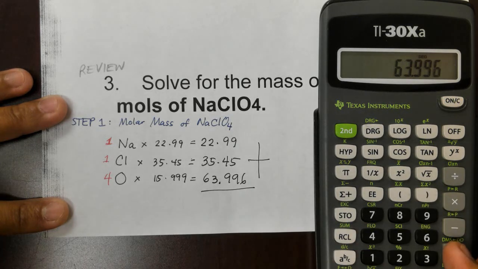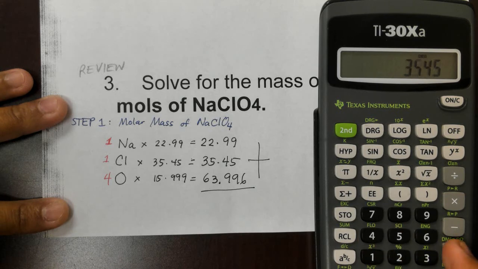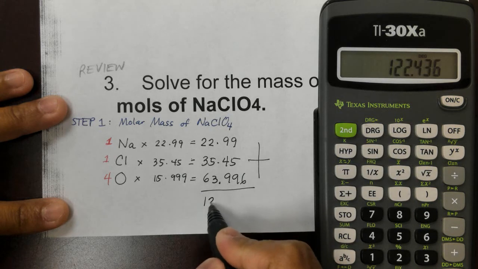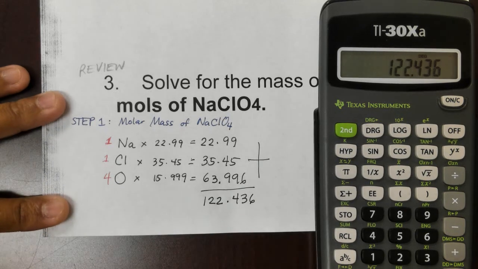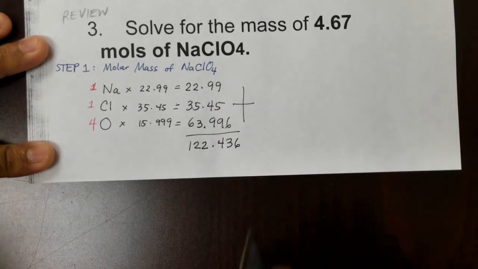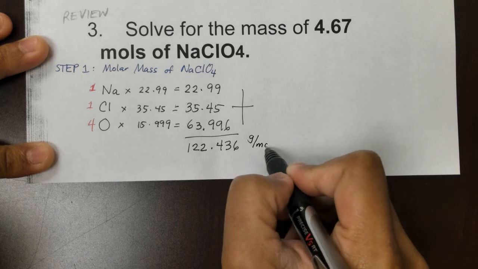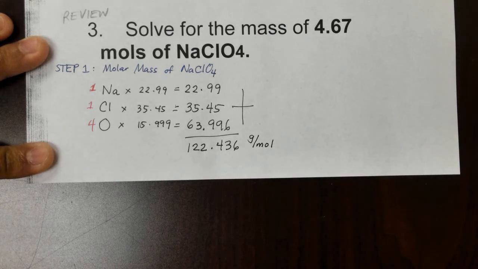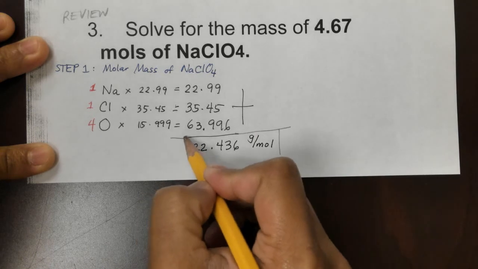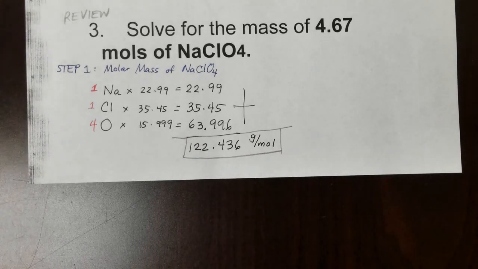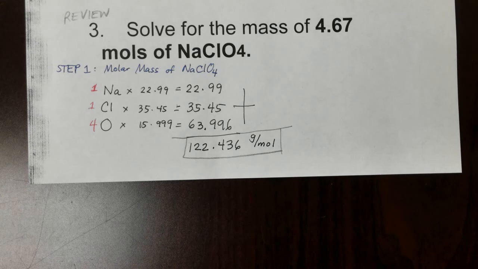After that, we're going to sum up everything. So 63.996 is already in my calculator. I'll add 35.45. Then I'll add the 22.99. And that's equal. You should be able to get 122.436, around that value, for the molar mass of NaClO4. And we should not forget to write the unit grams per mole for our molar mass value. So let us box the molar mass value here, and that will indicate our step 1 that is already done.